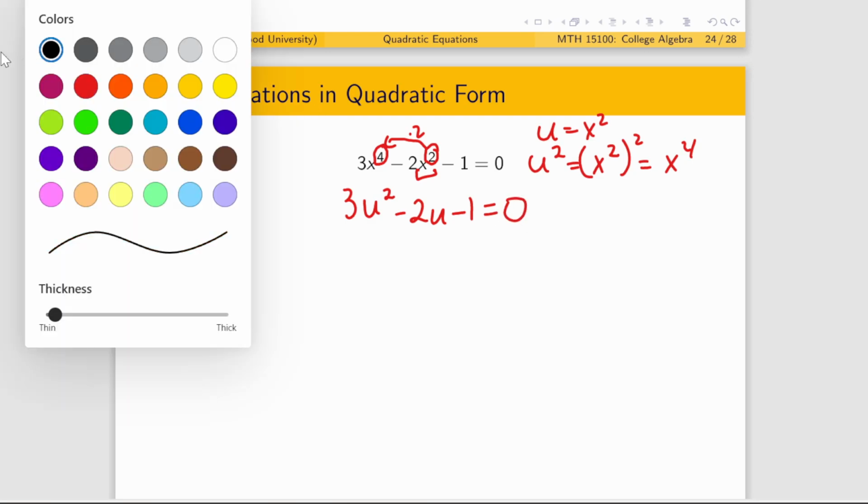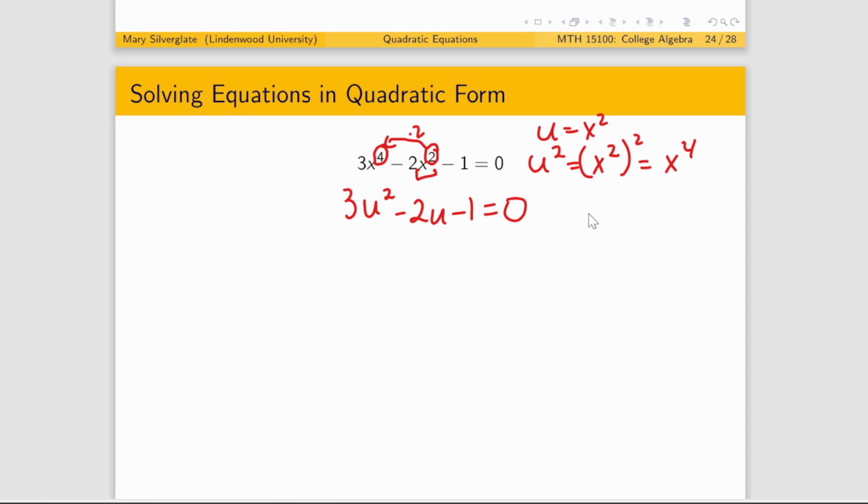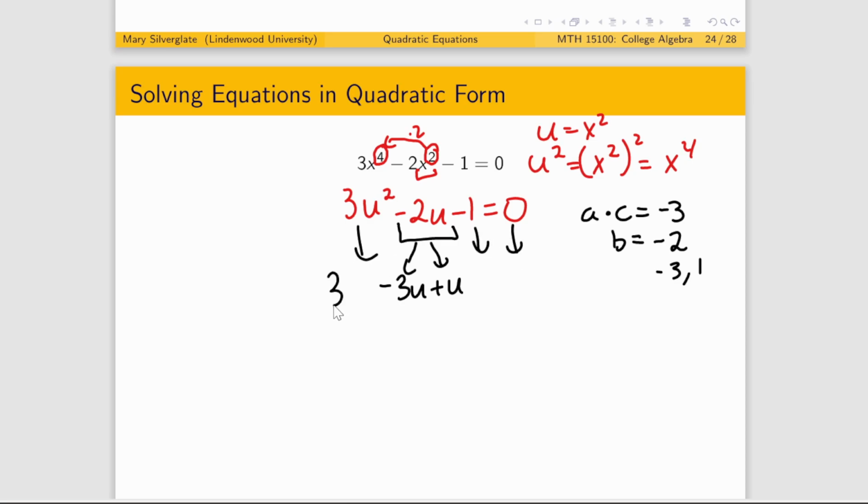Now I just want to treat this like a regular old quadratic, so I ask myself what multiplies to a times c, but adds to b. A times c is 3 times negative 1, which is negative 3, and b is negative 2. So what's going to multiply to negative 3 but add to negative 2? That would be negative 3 and positive 1. So I'm going to rewrite that middle term as negative 3u plus u and drop down everything else.